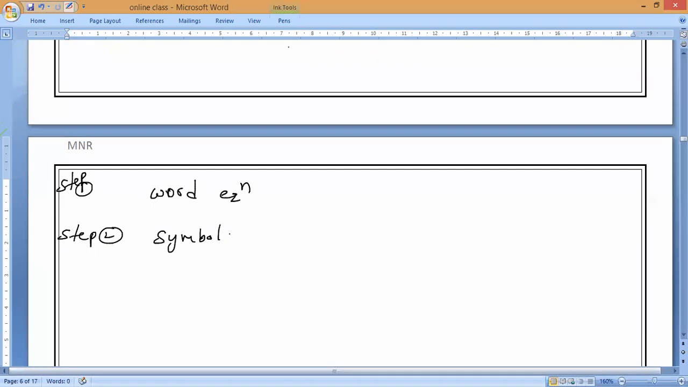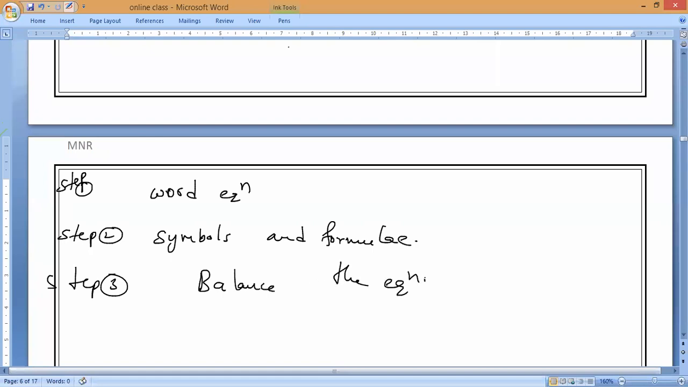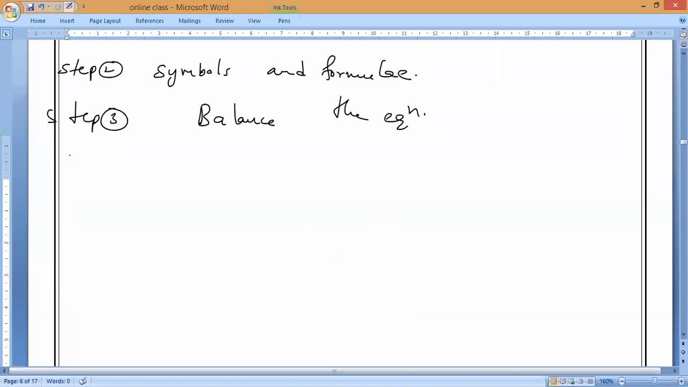Step 2, what do you have to write? Symbols and formulae we have to write. What is step 3? Balance the equation. Now, the last step, step 4: make the equation more informative.